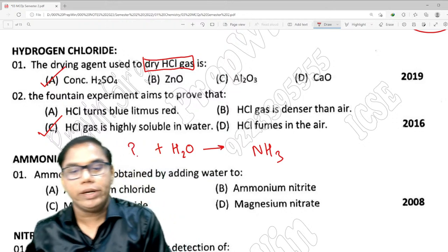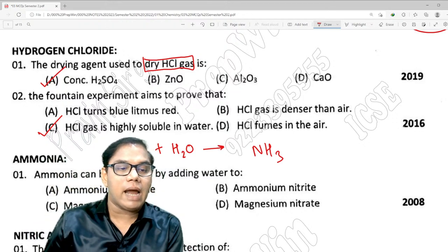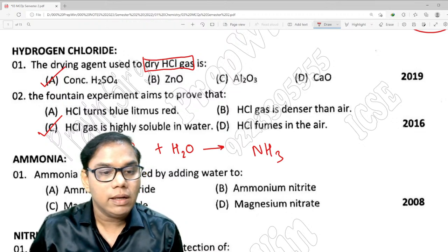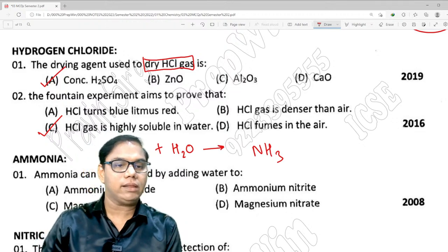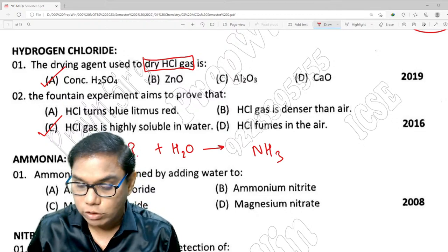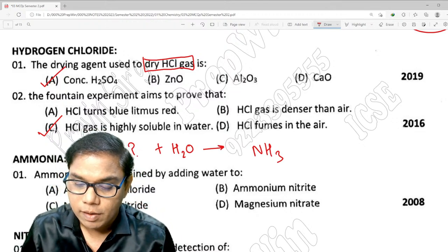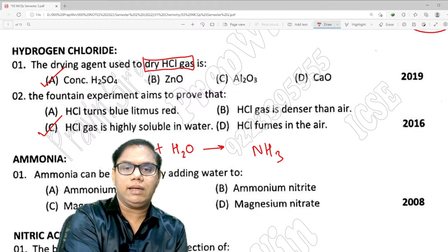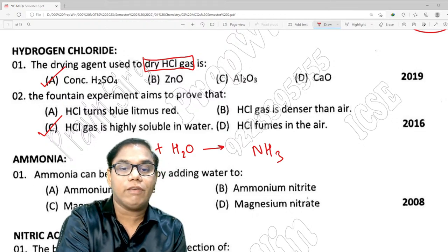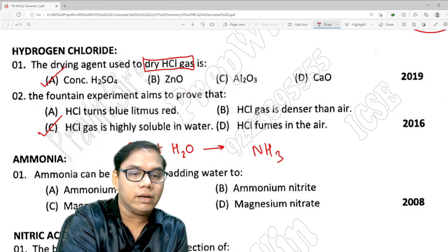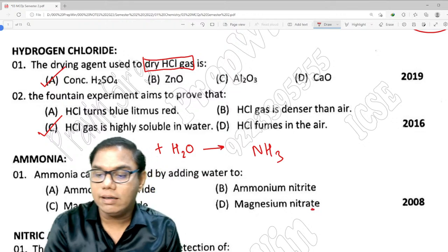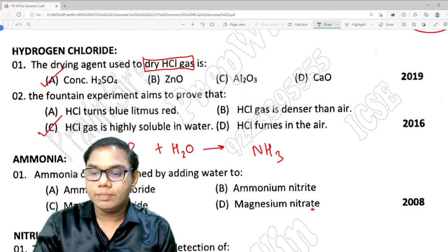What is this? Is it ammonium chloride? Is it ammonium nitrite? Is it magnesium nitride? Is it magnesium nitrate? Is the second and third option the same? No, it's different. This is nitride, and this is nitrate.